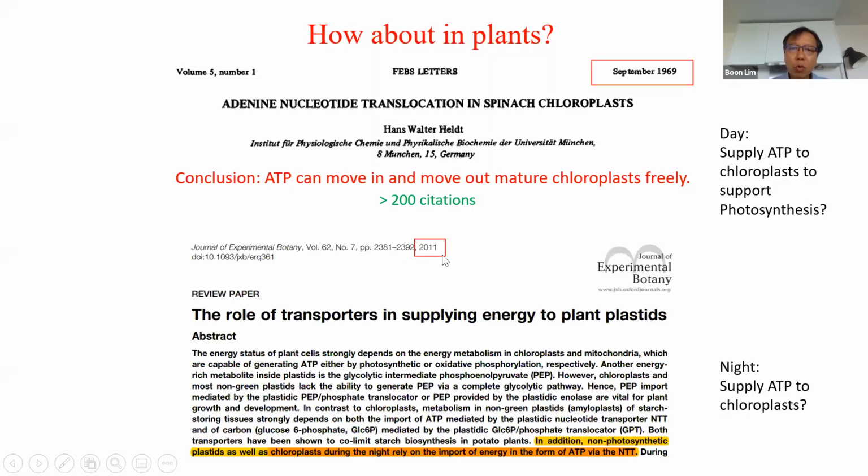And in this 2011 review paper, it says that chloroplasts during the night rely on the import of energy in the form of ATP via the NTT. The NTT is the ATP transporter on the chloroplast membrane.